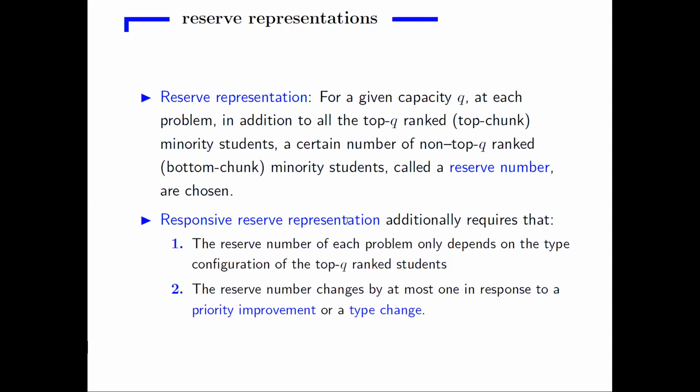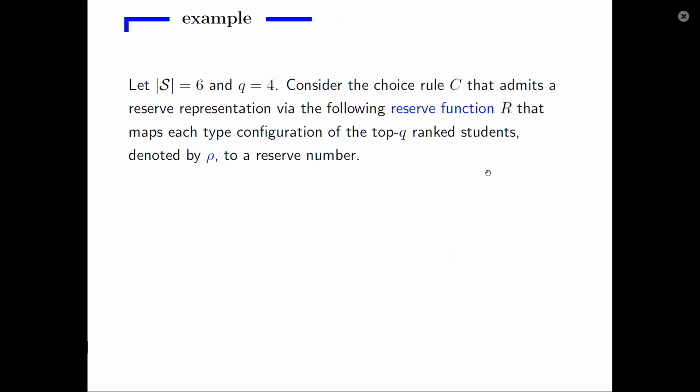Let me show you an example to get a better understanding on what sort of representations we can have. Say that the grand set of applicants has, say, 6 students, and the capacity of the school is 4. Now, I will denote the top chunk configuration by this row. So a row tells the minority majority configuration of the top Q ranked students in a problem.